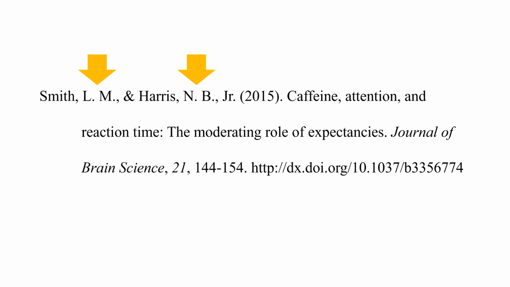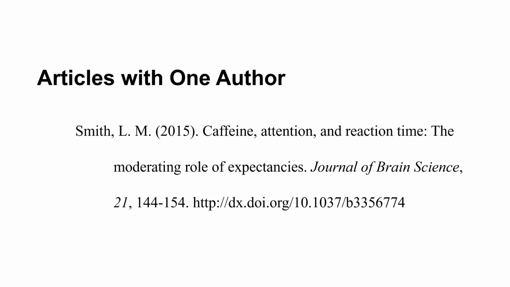It's okay to list a suffix that's part of an author's actual name, such as junior, but do not list degrees such as PhD, or titles such as professor. APA style has specific conventions for presenting different numbers of authors in a reference, and these rules are the same for articles, books, and other types of references. Here's the reference for an article that has just one author.